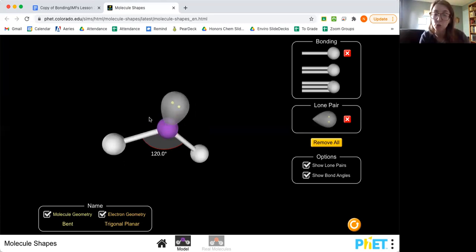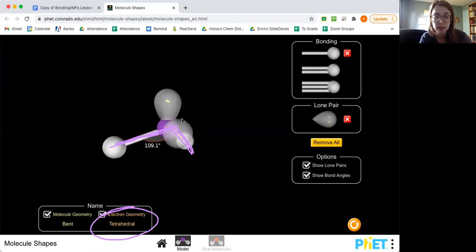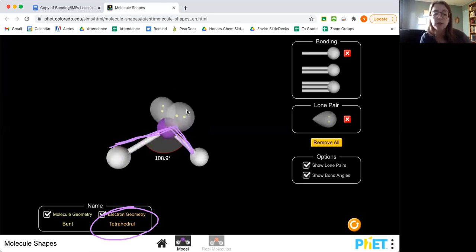now this only has 3 domains. That's why it's based off trig planar, 3 domains. But it's still called bent because, boom, that shape looks pretty much the same as when we had 2 lone pairs. I just have to rotate the image. So that's why there are 2 molecules with bent. They have different angles because they have different parent structures, different general structures that they're based off of, as if they were all atoms, but swapping out some of those atoms for lone pairs.